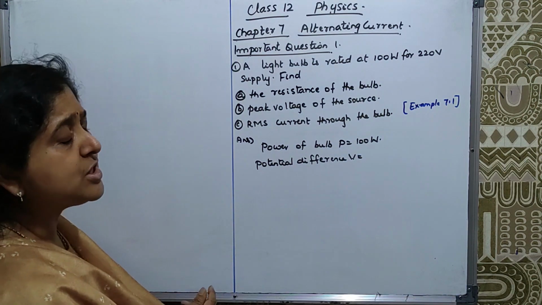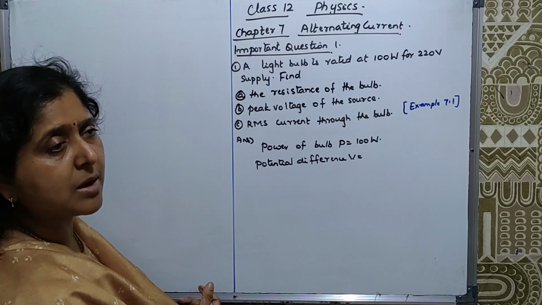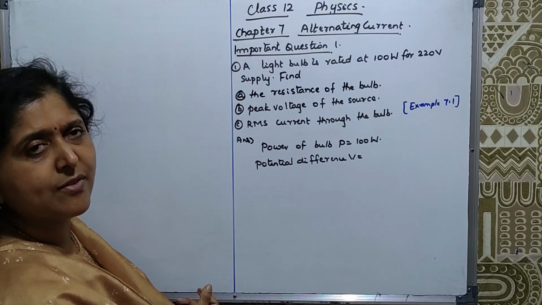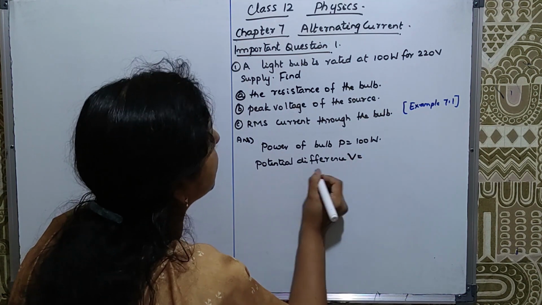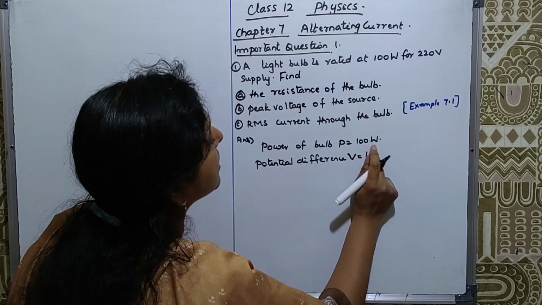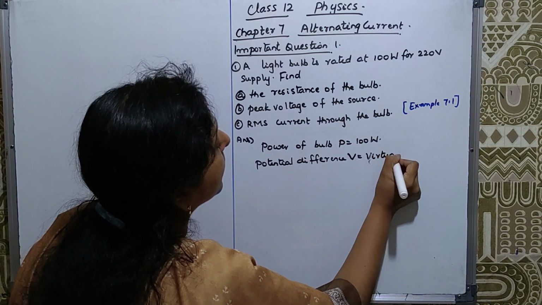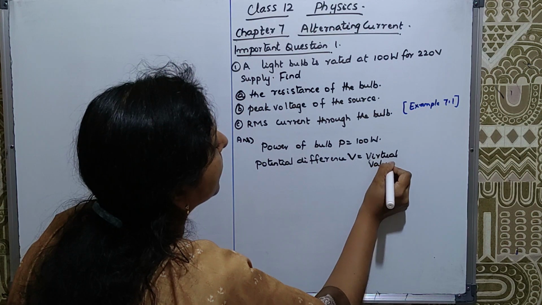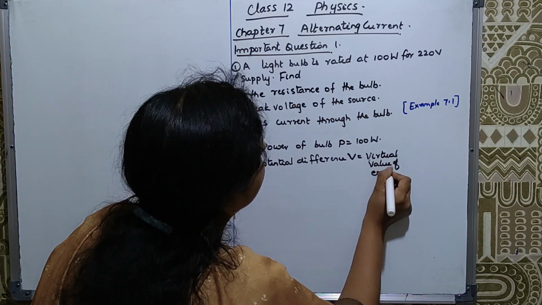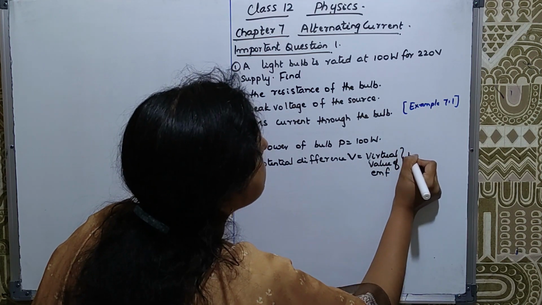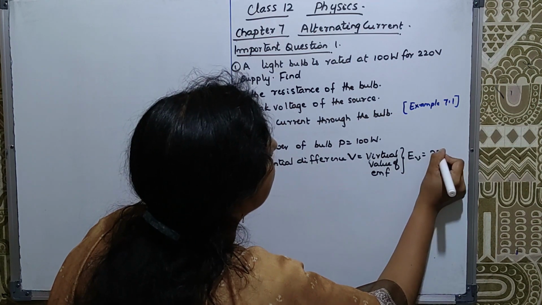V is the potential difference, V is the virtual value of EMF also. The measurements taken by the instruments are considered as the virtual values only. So potential difference V is the same as the virtual value of EMF. I'll write it one time: it is E suffix V or epsilon suffix V equal to 220 volt.